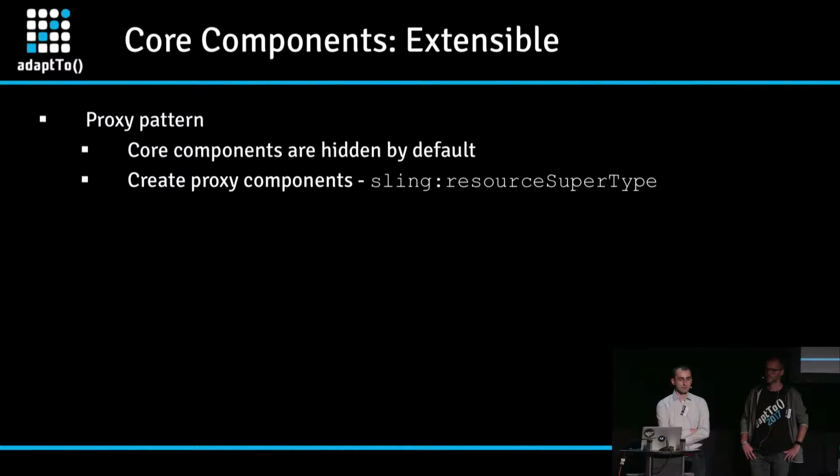Also, in order to make our components more extensible, we went with a proxy pattern so that the core components, when they are installed into your AEM instance, are hidden by default. They are not in a visible group. But what we encourage everyone to do is create a proxy component by using Sling resource supertype to reference a specific version of the core component. That way, when we do an update and come with something new, your website is still going to run as expected because you are referencing a version which is not changing that much.